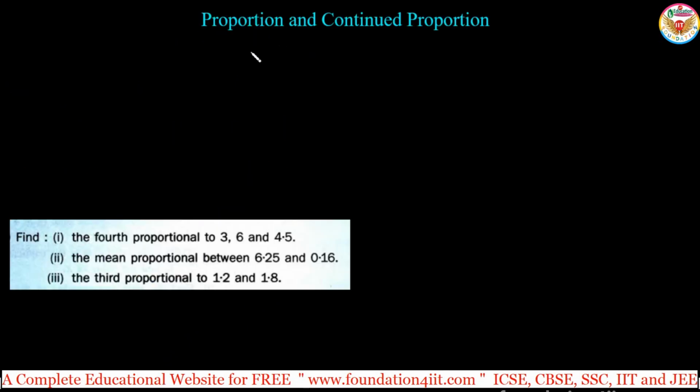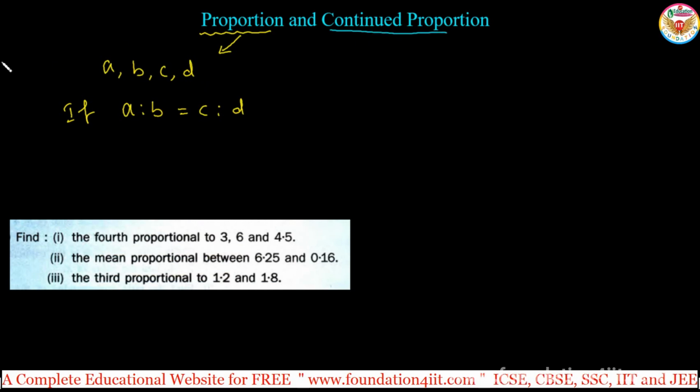Proportion and continued proportion. Before solving some problems, let us see the basics in this. When you come to proportion, let A, B, C, D be non-zero quantities, so not equal to 0. A, B, C, D are said to be in proportion only if the first two numbers' ratio, A is to B, is equal to C is to D. The first two numbers' ratio is exactly equal to the third and fourth numbers' ratio. Then A, B, C, D are in proportion.